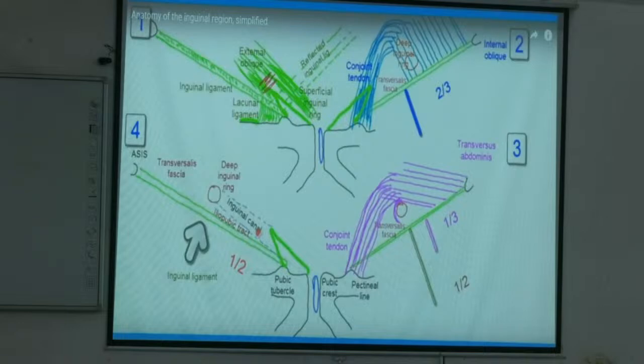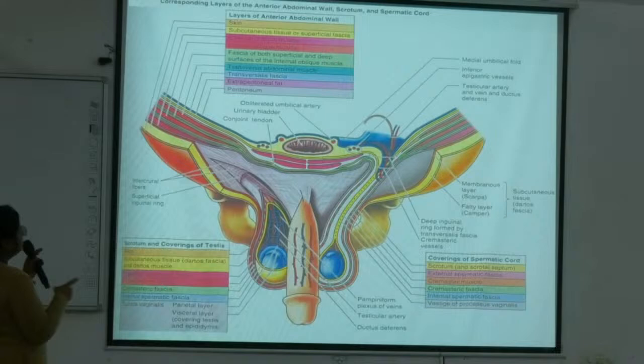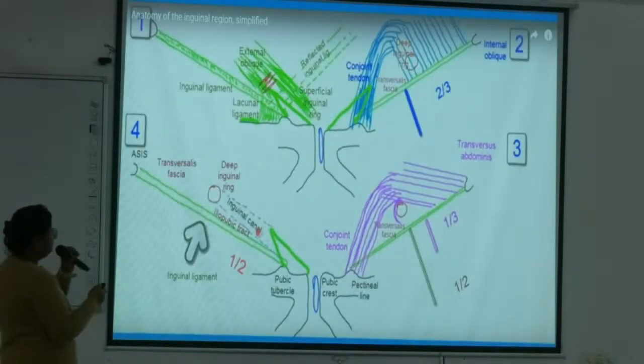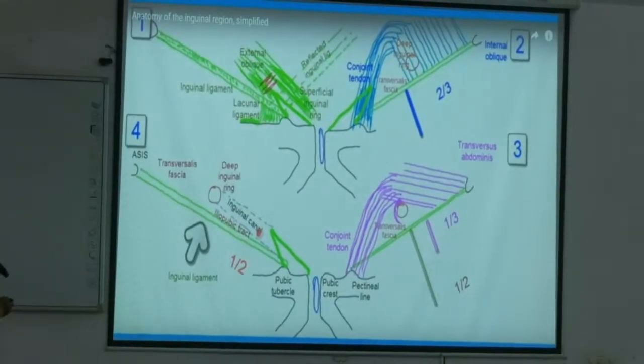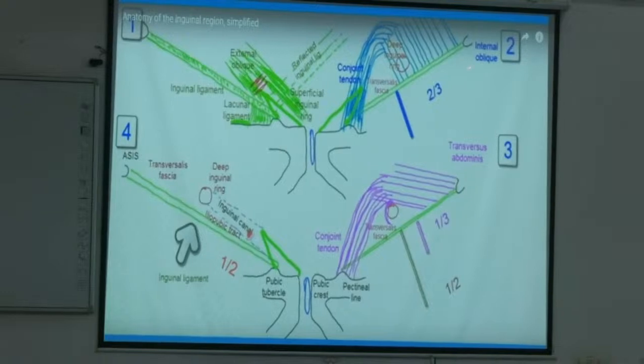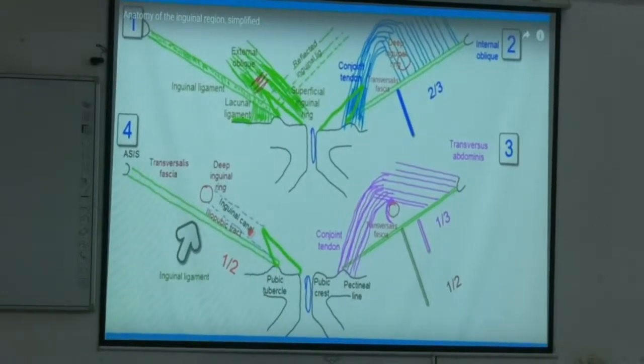Okay. Next, second layer, deep to the next one. Second layer is formed by the internal oblique muscle. These are the fiber directions of internal oblique muscle. Internal oblique, and here is the transversus abdominis, third muscle layer, superficial to deep. So these two are together joining to form the conjoint tendon.